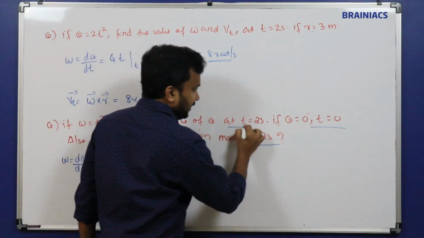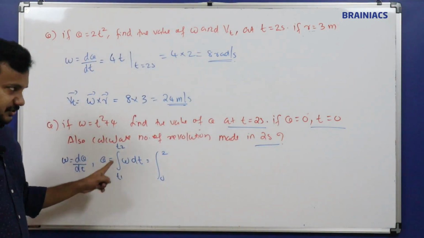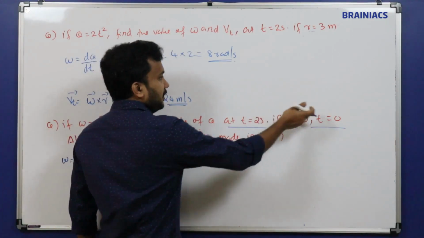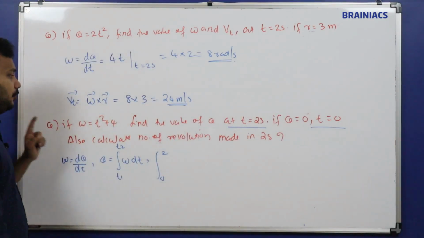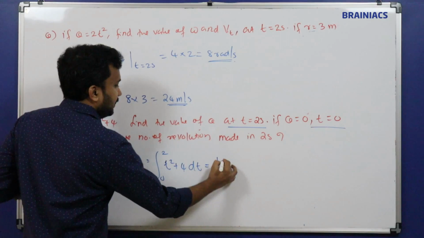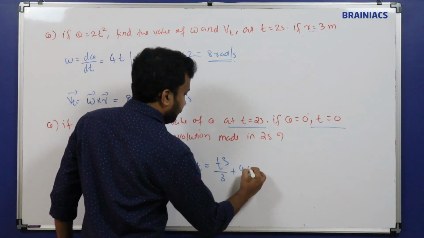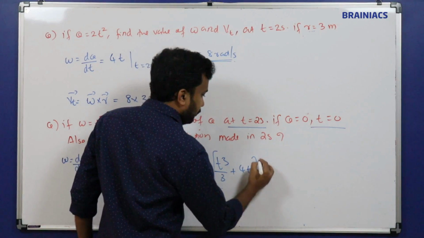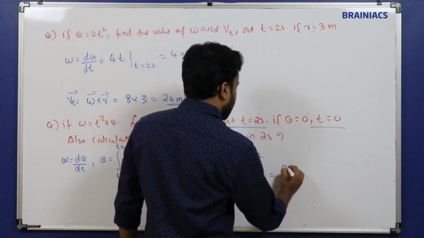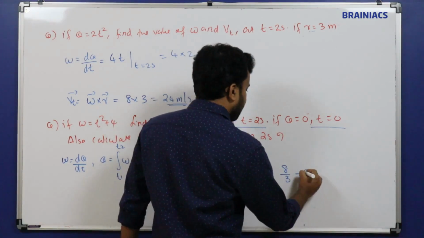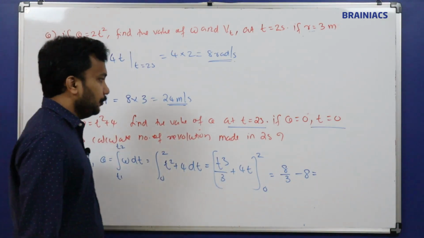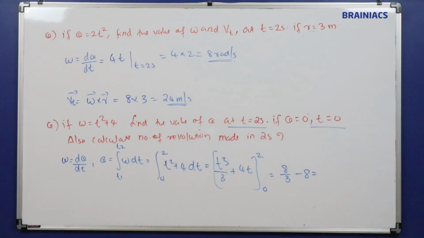Find the value of omega at t equal to 2 seconds. Theta is initially 0 when time t is equal to 0. So from 0 to 2 seconds, integral of omega, which is t square plus 4, dt. We are integrating: t square gives t cube by 3, and 4 gives 4t. Upper limit 2, lower limit 0, upper limit minus lower limit. So it becomes 2 cube, 8 by 3, plus 4 into 2, which is 8.